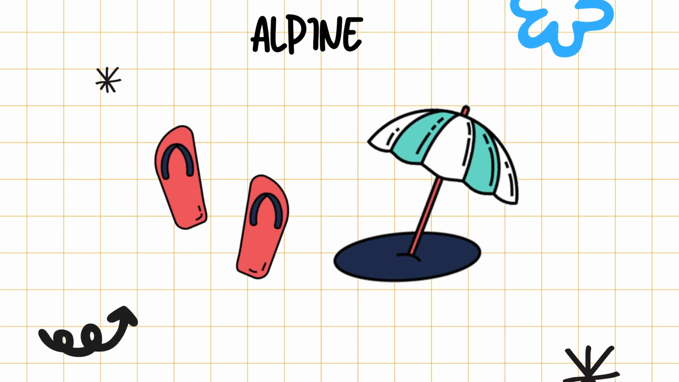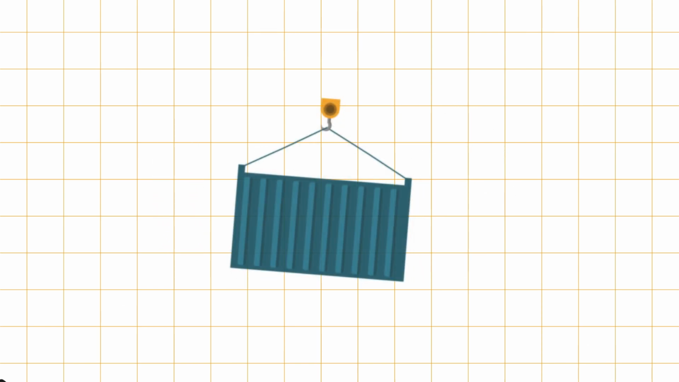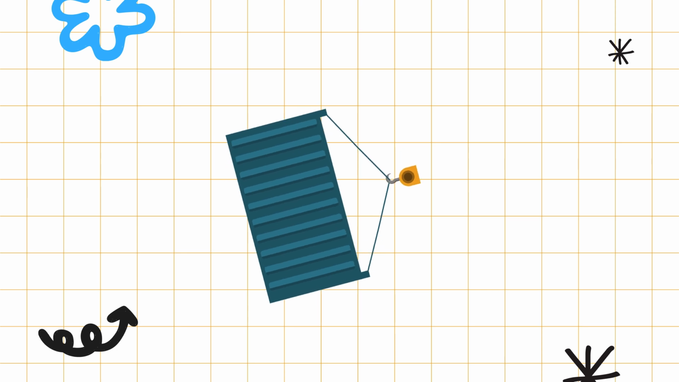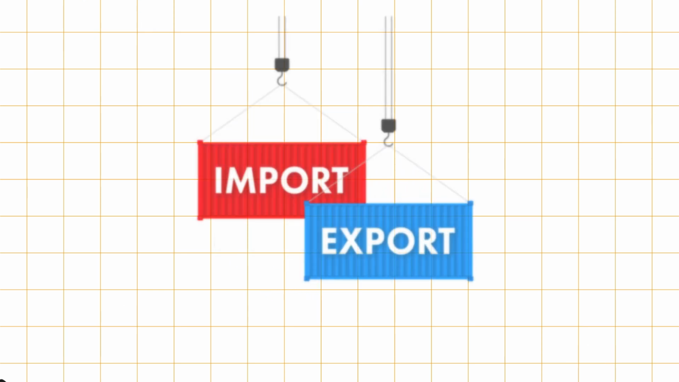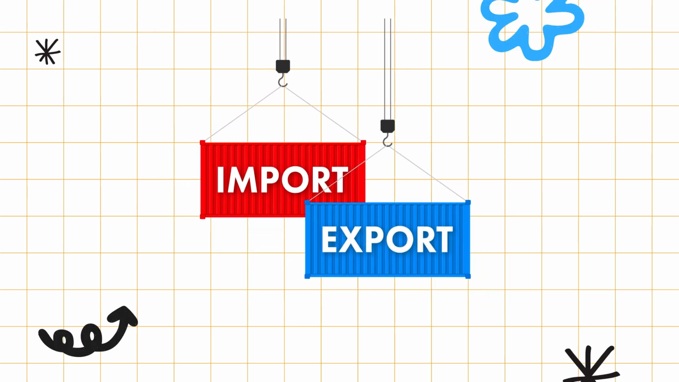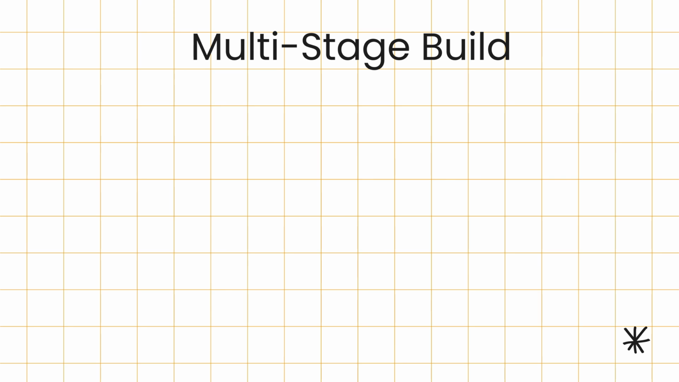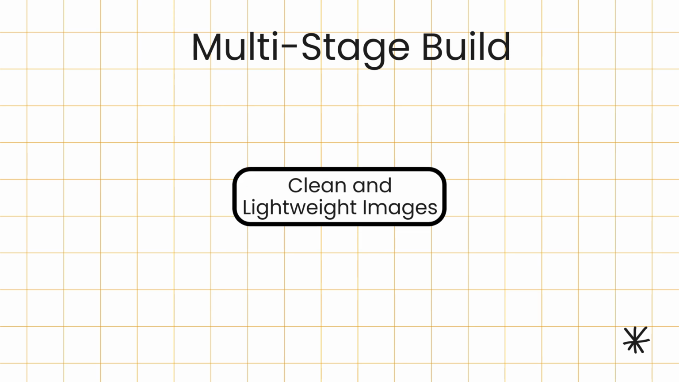For containers, where you only need just enough of an operating system to run your statically built binary, Alpine works perfectly. However, it's less ideal for applications that depend on a lot of shared libraries provided by the operating system. Use multi-stage builds. They're a game changer for keeping your images clean and lightweight.